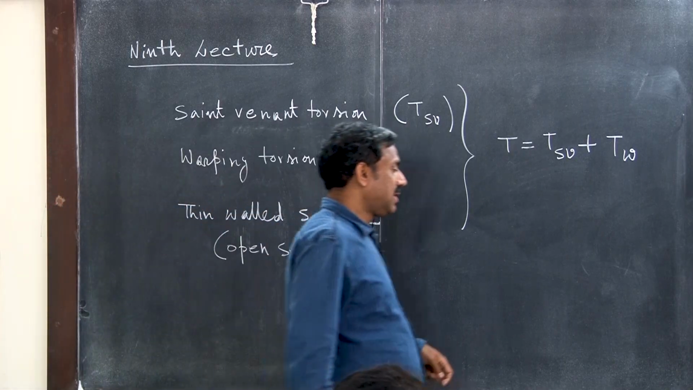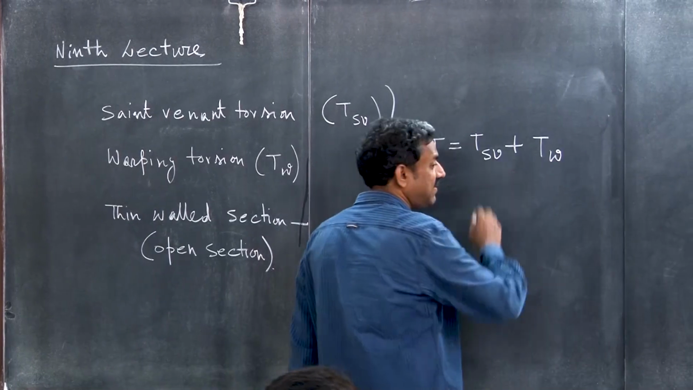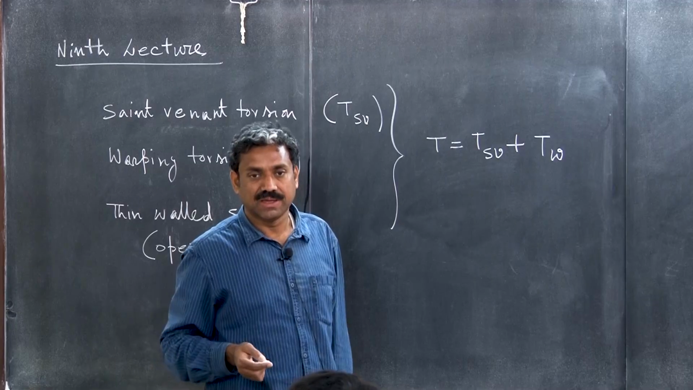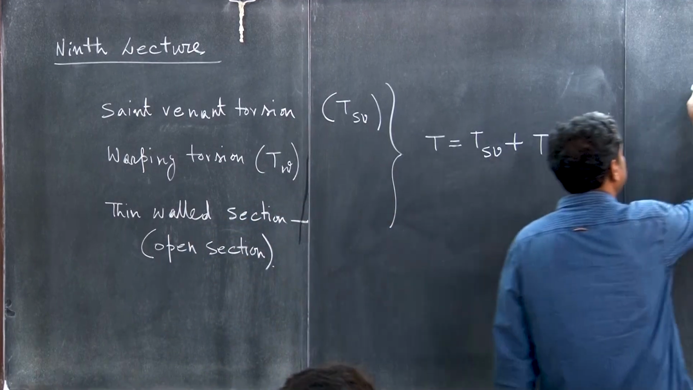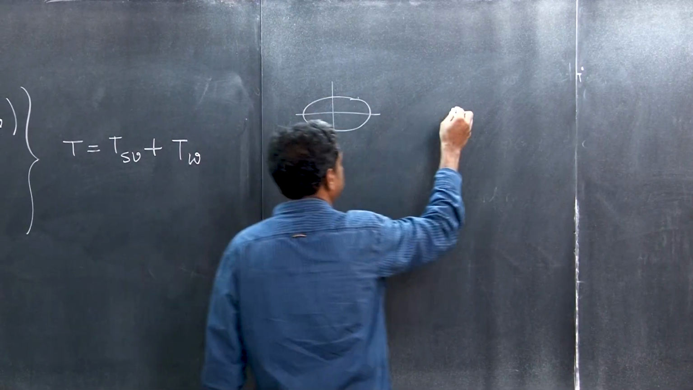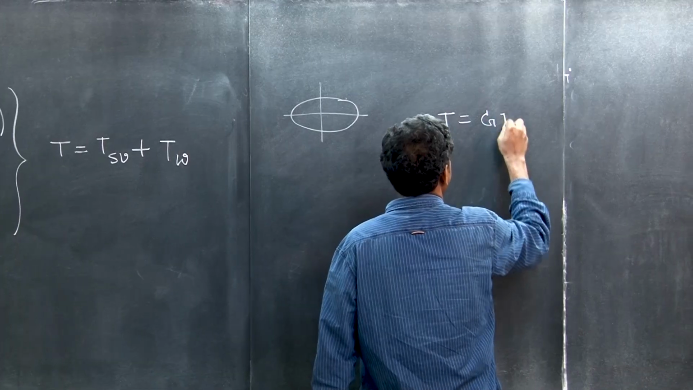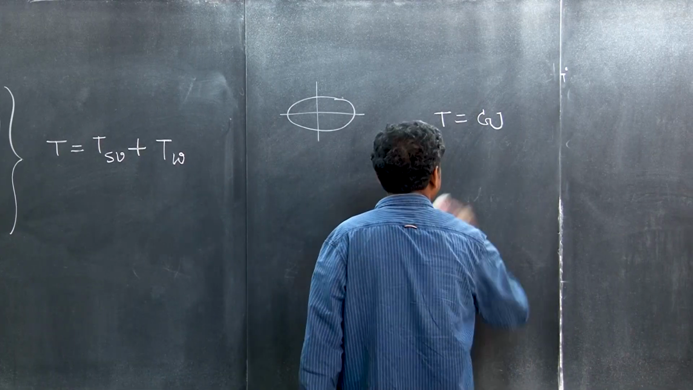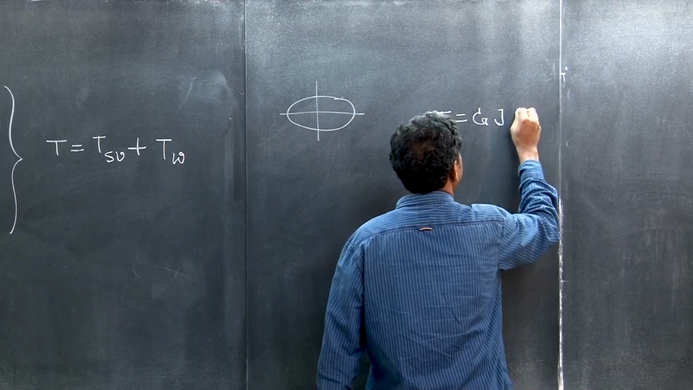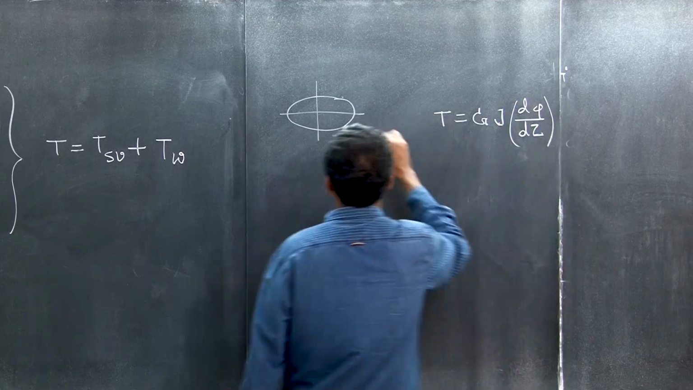As we have learned, we have found the Saint-Venant component of torsion for rectangular and elliptical sections. For an elliptical section, if you recall, the same formula holds. So the torque T will be G J d phi upon dz.